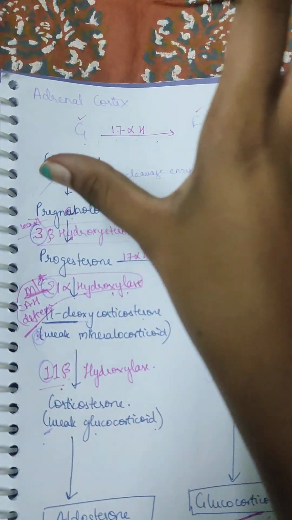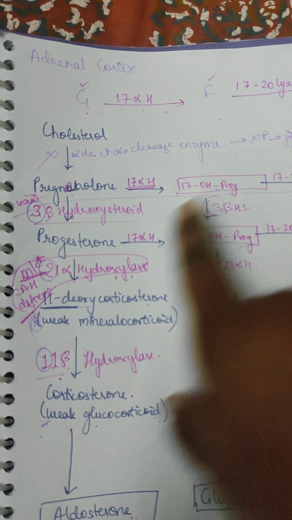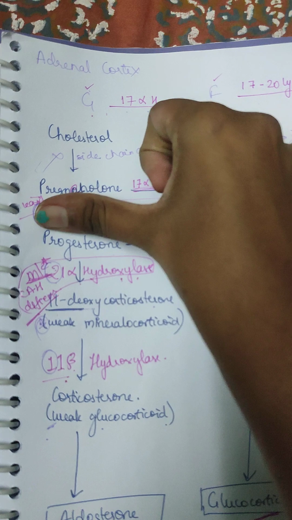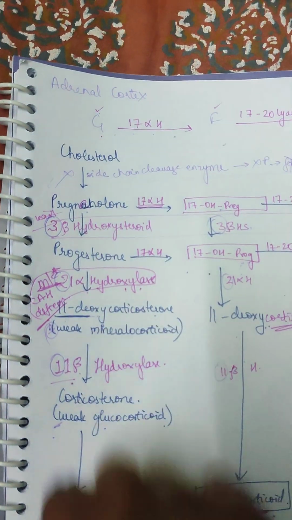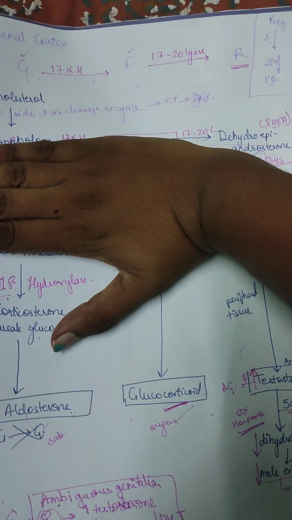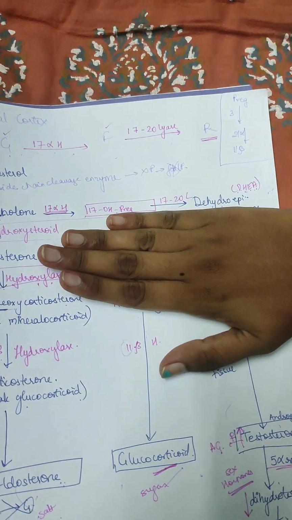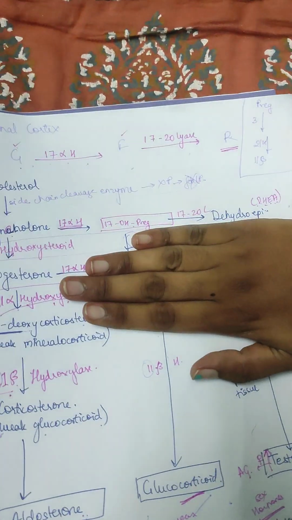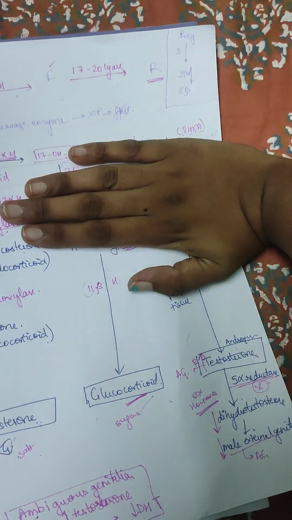So what do we need to deal with now? 3 beta hydroxysteroid. If this is deficient, pregnenolone will be in excess. Okay, so we'll just hide this. There won't be formation of aldosterone, there won't be formation of glucocorticoids, there won't be formation of testosterone. So this is complete adrenal hyperplasia with deficiency of testosterone. Deficiency of testosterone will lead to ambiguous genitalia in females.